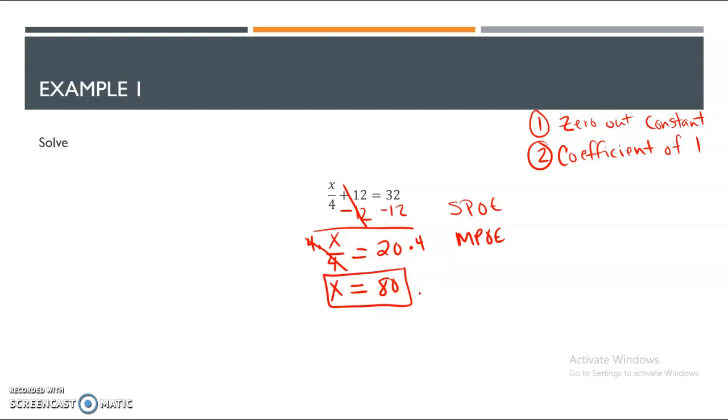Now, if you're not sure, you don't need to ask me right away. We're going to use the substitution property and plug this in to double check. You can do this in your calculator. That's fine, you don't have to always write it out, but I'm going to write it out. We're substituting 80 for x. So where my x was, I'm going to put 80 divided by 4 plus 12. 80 divided by 4 is 20, and 20 plus 12 equals 32. Since this equals this, that makes it a true statement. So that means that x does equal 80, and that's how we can check our work.